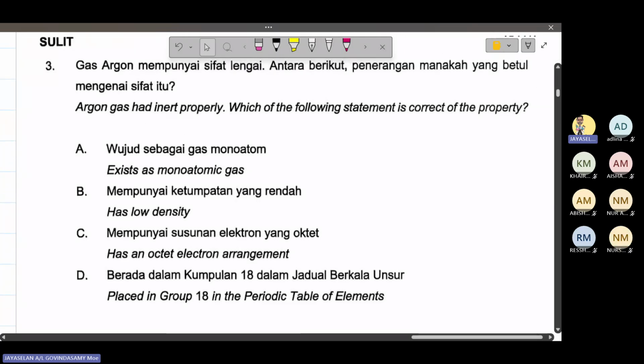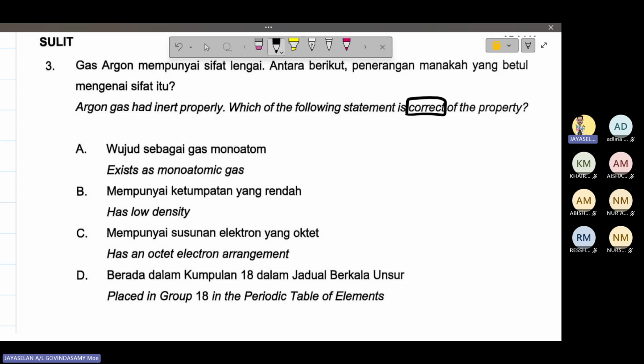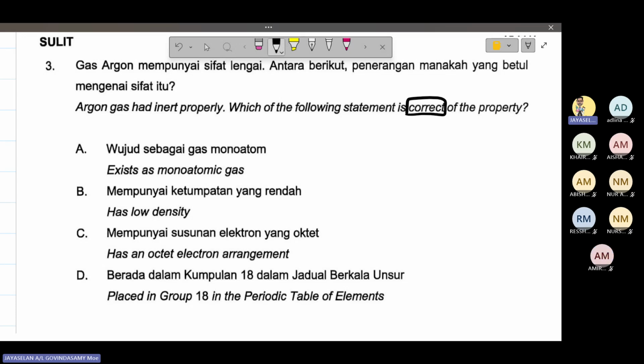Okay, argon and inert properties. Which of the following statement is correct? Anyone can give me the answer? Rashmi can give me the answer. Abhishek? So A, A. So we check argon.